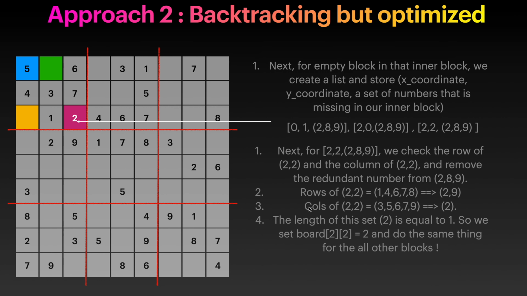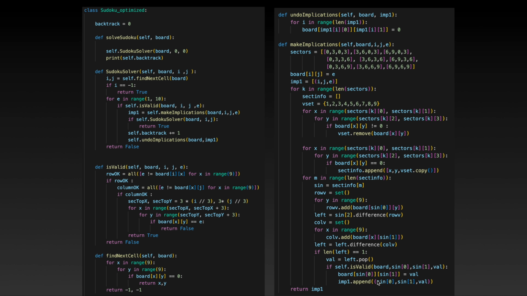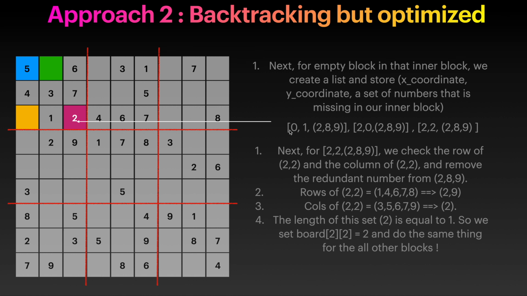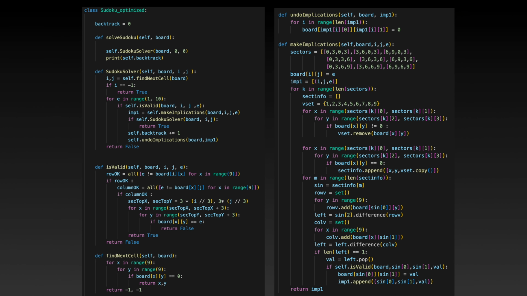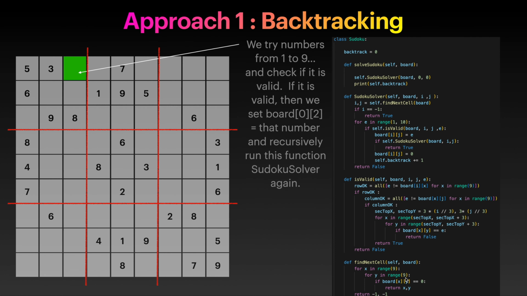So in this case, that's what I just did here, this part. And then we add this to this imply 1 array. So why should we do this? Well, we will be making this educated guess, and then if somewhere down the road our Sudoku solver cannot solve this, then we have to undo all the changes that we made, right? If you look at the code here, this is basically here.